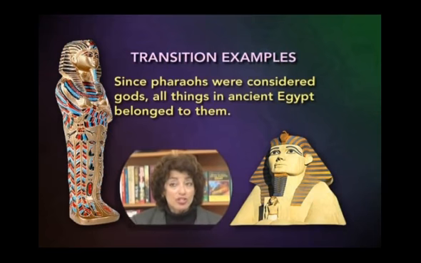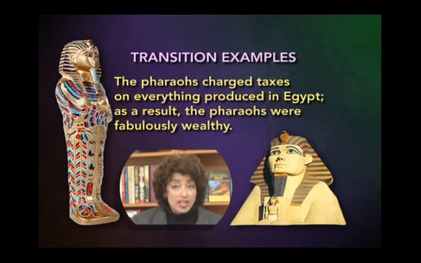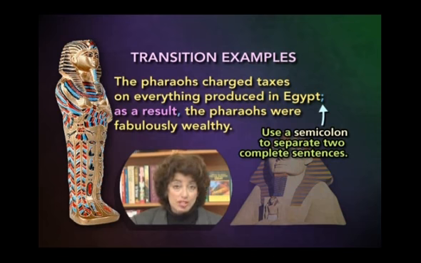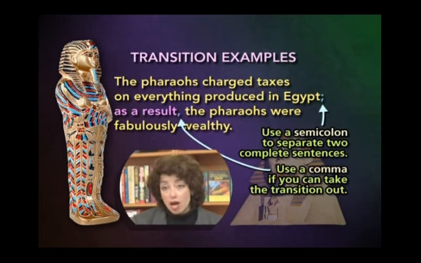Since pharaohs were considered gods, all things in ancient Egypt belonged to them. Notice the transition, since. The pharaohs charged taxes on everything produced in Egypt; as a result, the pharaohs were fabulously wealthy. Notice the transition as a result. Also notice, by the way, the semicolon before as a result and the comma after. I'm using a semicolon there to separate two complete sentences and a comma after result because I can take that transition out. It's a very standard and a very useful way to construct your sentences.